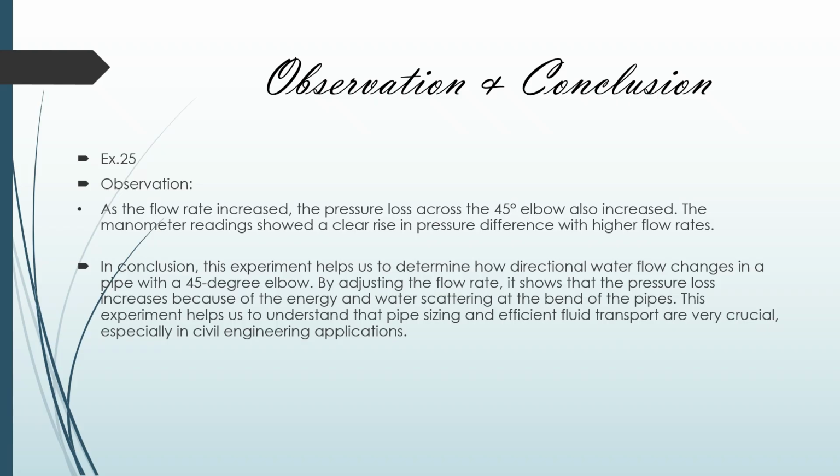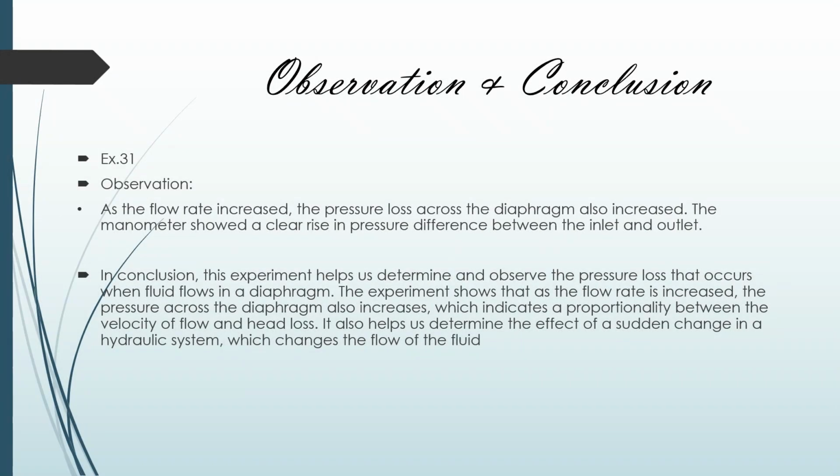This experiment helps us to understand that pipe sizing and efficient fluid transport are very crucial, especially in civil engineering applications. Exercise 31. Observation. As the flow rate increased, the pressure loss across the diaphragm also increased. The manometer showed a clear rise in pressure difference between the inlet and outlet.